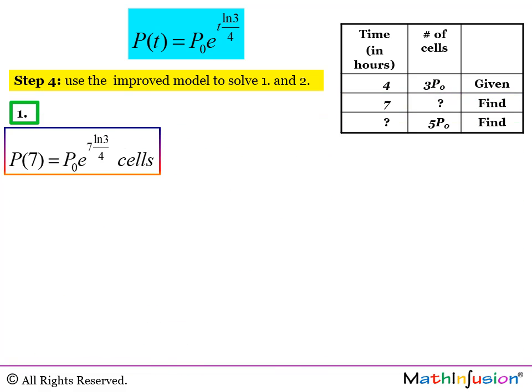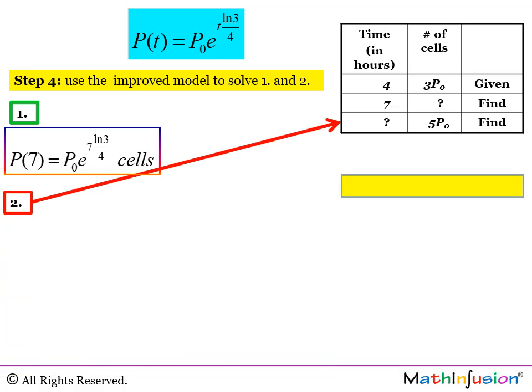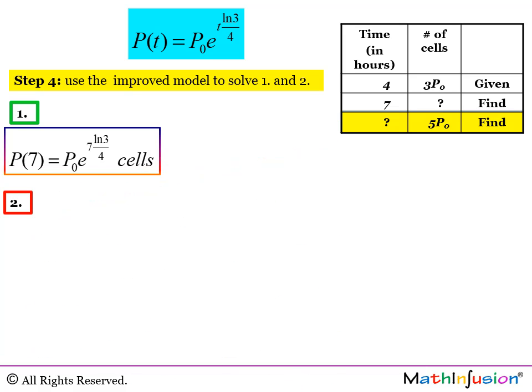This is more difficult, number 2. But again, we are repeating what we did to find k. We are going to express this specific t in two ways. First of all, by the chart, it is 5 p of 0. But also by the model, it is p0 times e to the power of t times ln of 3 over 4. This is from the chart and this is from the model.